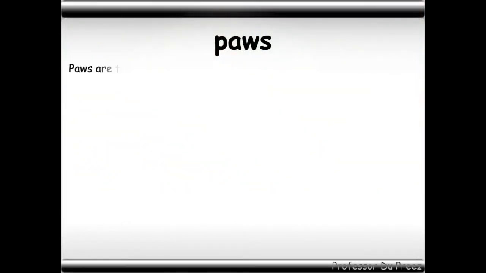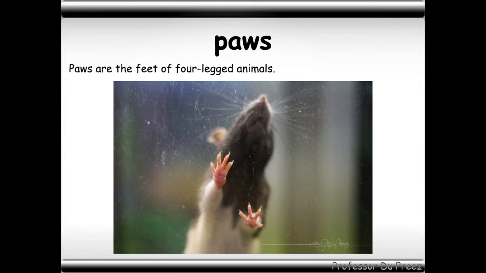Paws. Paws are the feet of four-legged animals. Here we can see a picture of a rat's two front paws, the two which Remy deems should be clean. You cannot walk on the ground and work with food.